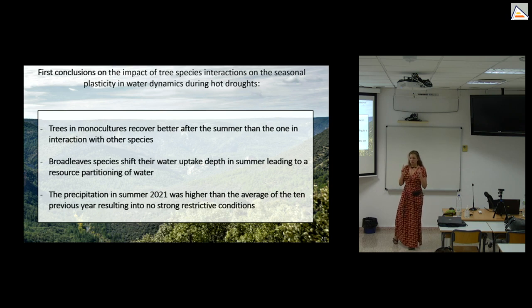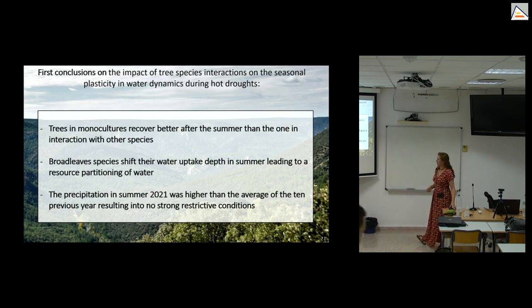But I would like to just highlight that the precipitation in summer 2021 was higher than the average of the 10 previous years. So this could result in not so restrictive conditions, not so much drought, and maybe this could explain the mixed results that I observe. So I hope that this year a more intense drought could clarify the question and the result.